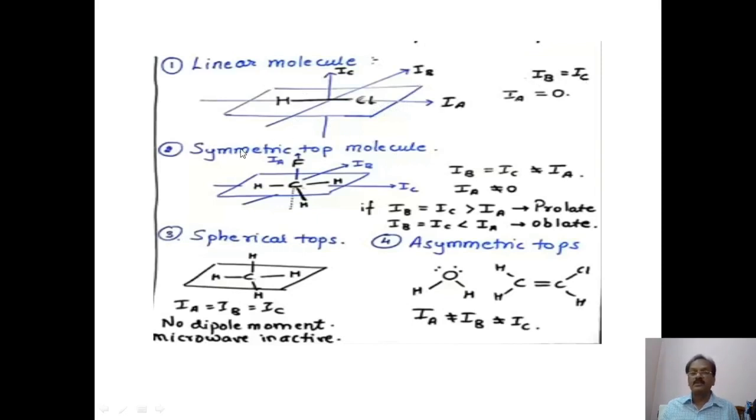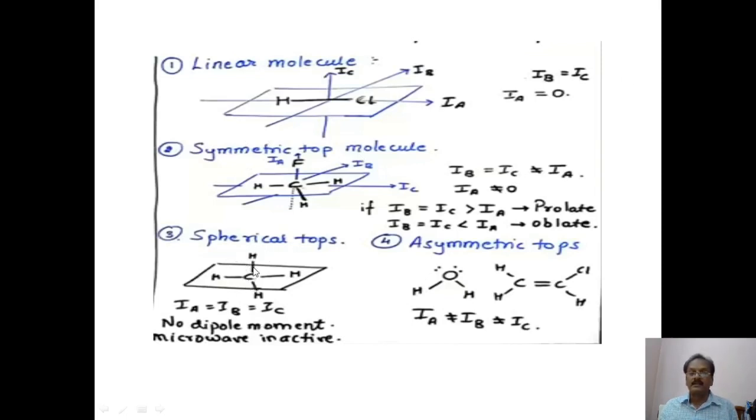Now, the next one is a symmetric top molecule. This is fluorine, and here the other three atoms are hydrogen. So we are taking this as the center of gravity in this position. Now, when you study the change in the moment of inertia on all three axes, you can see IB is equal to IC, which is not equal to IA. But IA is not equal to 0, because you have to apply a certain amount of force to rotate this from the fluorine atom. So it has a certain amount of moment of inertia required. Therefore, IA is not equal to 0, but IB is equal to IC.